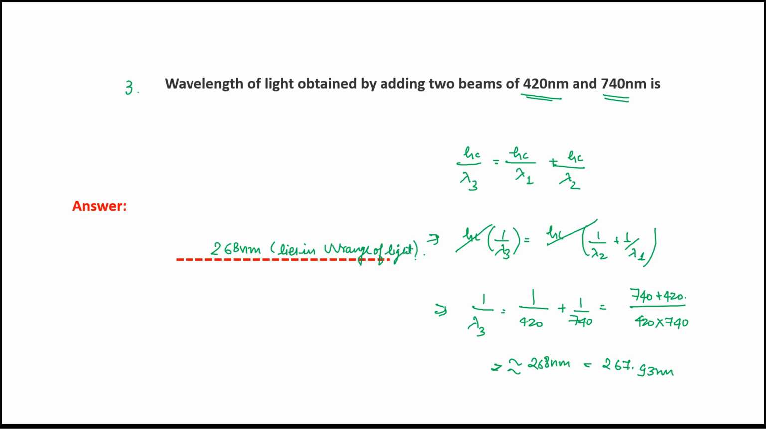Okay. So this was the third question. Simply we have to add the values of each, and by adding the values of each we can get to know how it will be. And it lies in the UV range of light. This UV is not proper, so I'll just write it properly. UV means ultraviolet range of light.